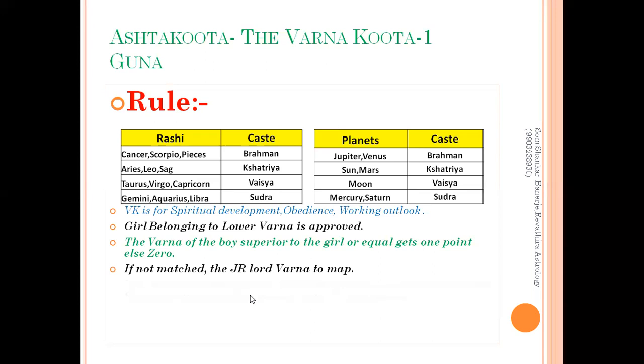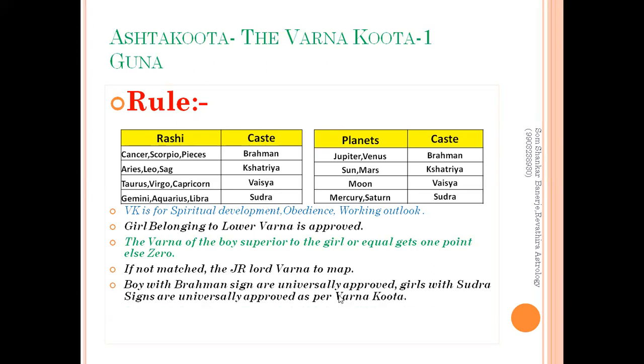Boys with Brahman signs are universally approved. Why? Because the boy has to be superior. So if the boy's Rashi is Cancer, Scorpio or Pisces, he will always get 1 point in Varnakuta. That is the superior-most. Similarly, if the girl's Janma Rashi is Gemini, Aquarius or Libra, she will be compatible with any Rashi, in the perspective of Varnakuta.